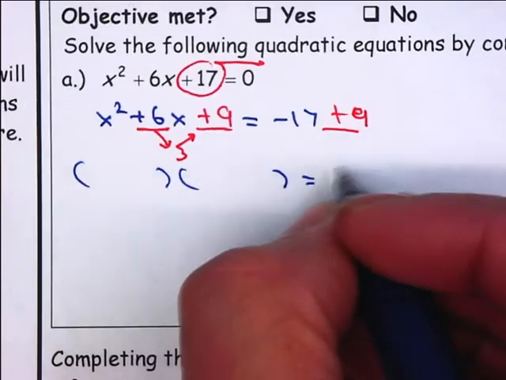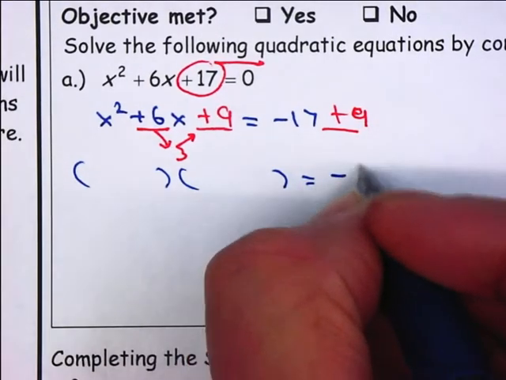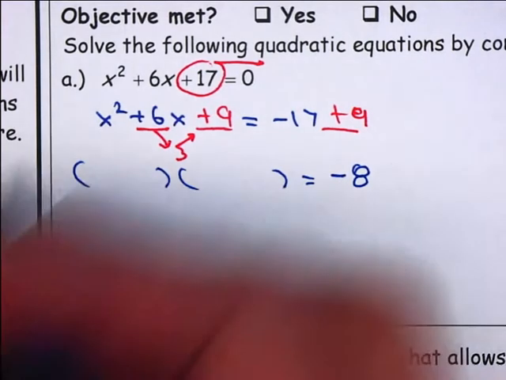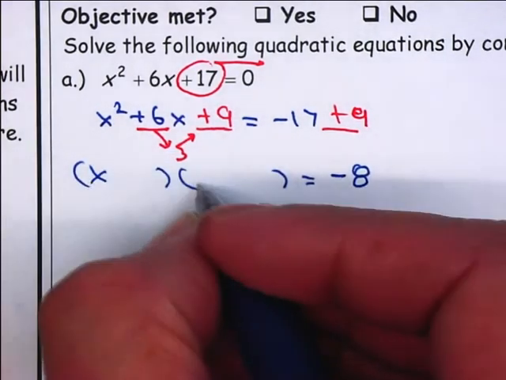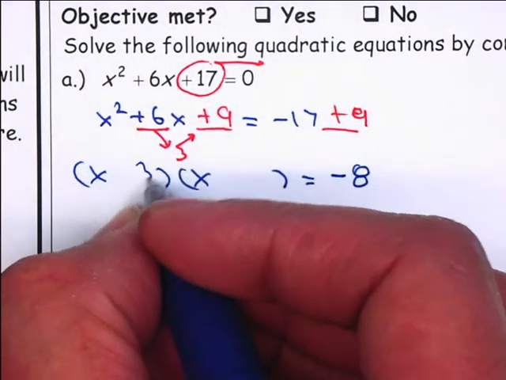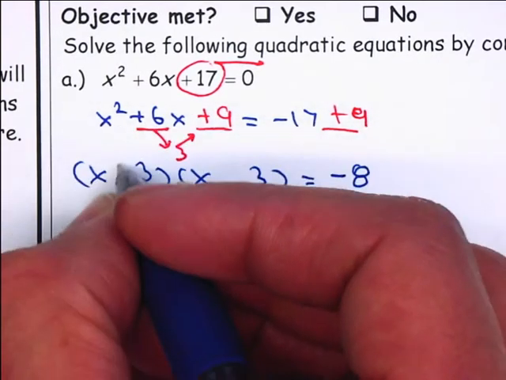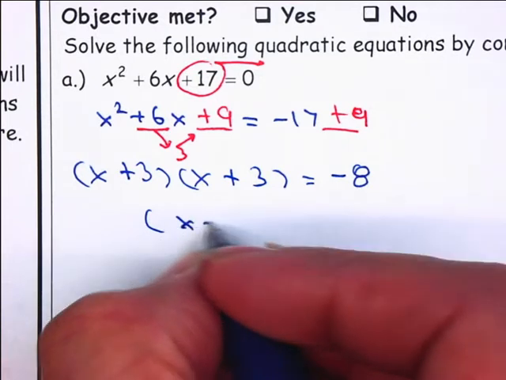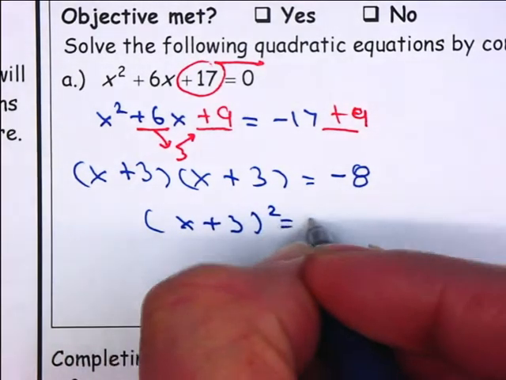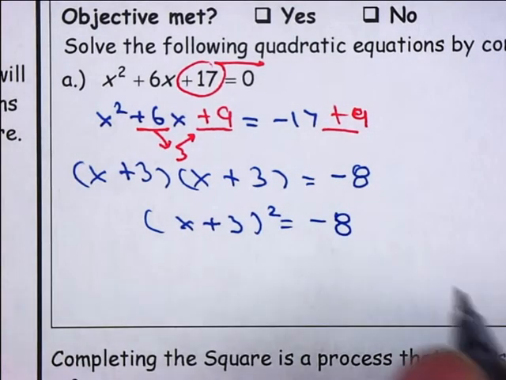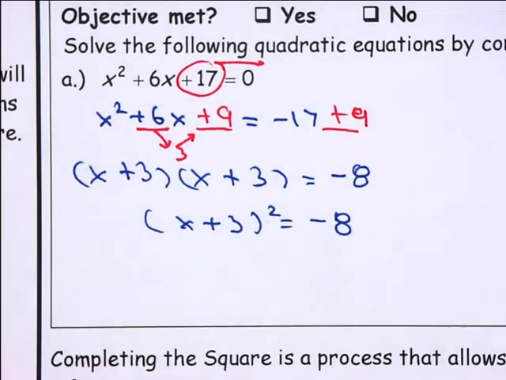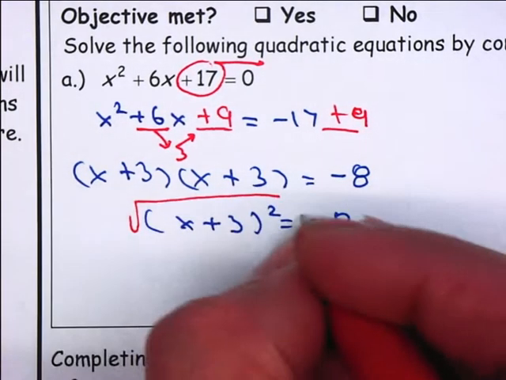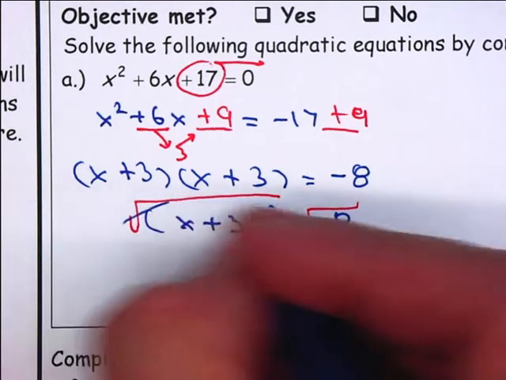I'm going to factor this out, double parentheses. On the right hand side, I'm going to end up with a negative 8. Gives me x and x, factors of 9 gives me 3 and 3. I need to end up with a positive, so they both should be positive. I'm going to combine them into 1. Now to get rid of the square, I'm going to take the square root on the left and on the right. The square root and the square cancels.